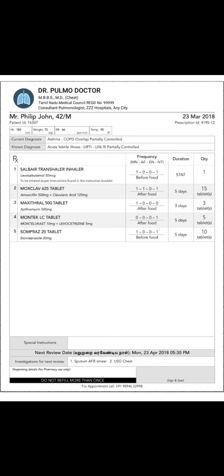Next is the signature, address and registration number of the prescriber. And in the last you see the signature and seal or stamp. The physician or medical practitioner should sign and stamp the prescription to complete its authenticity. That's it. Thank you.